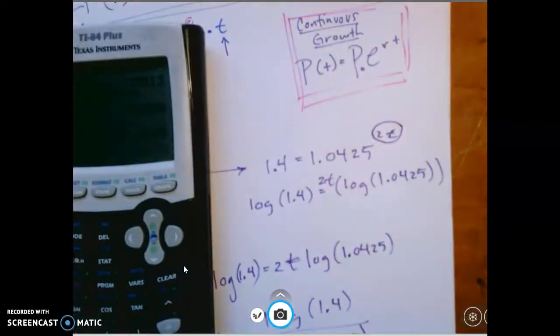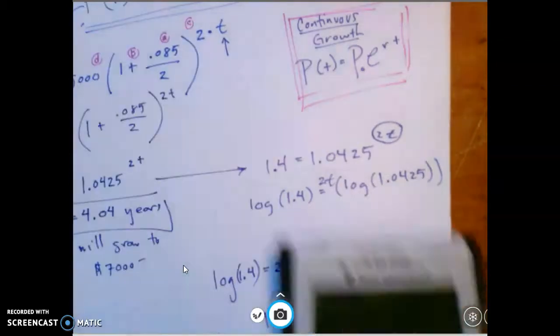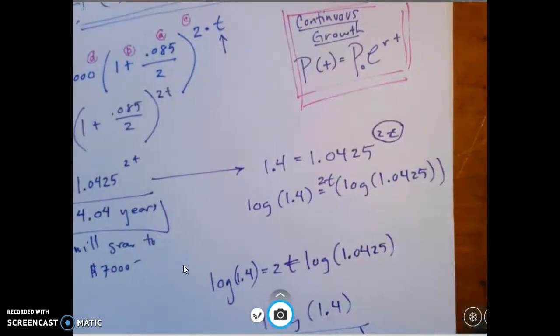This should come out to the same value. So we do log of 1.4 divided by, and I want to make sure I include everything, so 2 in parentheses, log 1.0425, close, equals 4.04. So that is the same answer, as we should expect.